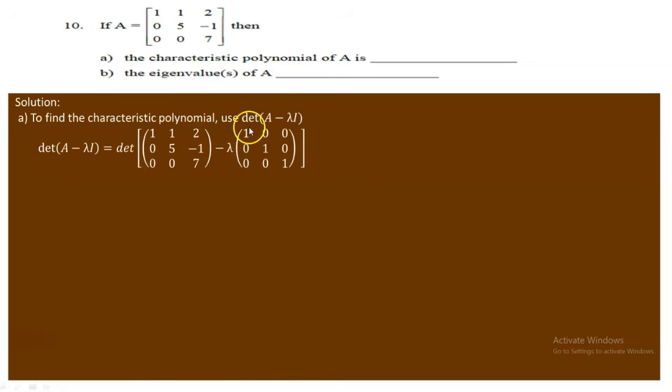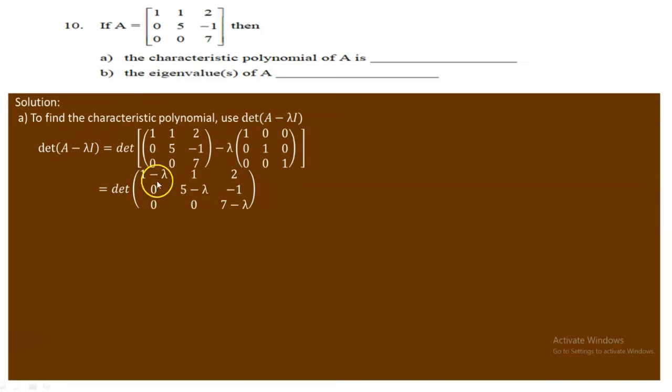So we need to multiply this by lambda, it will be lambda, lambda, lambda here, the rest are going to be 0. So when you take the difference of the two, you are going to have this expression, okay? 1 minus lambda 1, 2, 0, 5 minus lambda minus 1, 0, 0, 7 minus lambda. So finding the determinant of this is nothing but finding the characteristic polynomial. So here, look students, how many zeros do you have? Just try to identify a row or a column having so many zeros. If you see the last row, it is a row with 2 zeros.